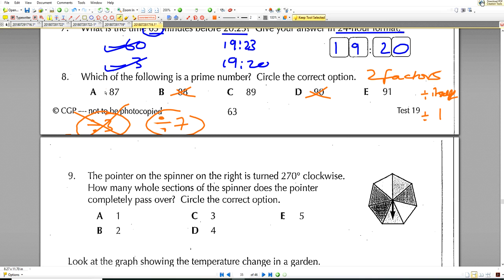So if we do 87 and we divide that by 3, that will work, so that's not going to be prime. That will divide by 3. This one here, if you try dividing it by 7, it won't divide by 7, but will it divide by 3? No, it won't divide by any of them. So C looks like the right answer here. 91 will actually divide by 7, so that's not qualified to be prime. The answer we're looking for is 89, because 89 doesn't divide by 3 and doesn't divide by 7. Okay, that's how we know.